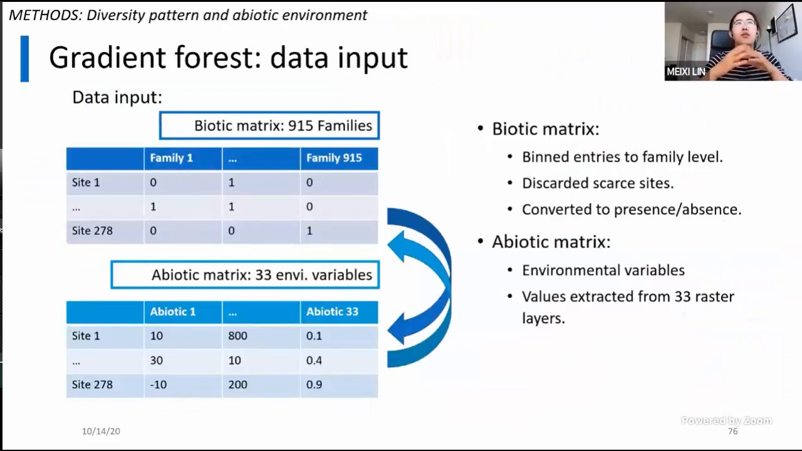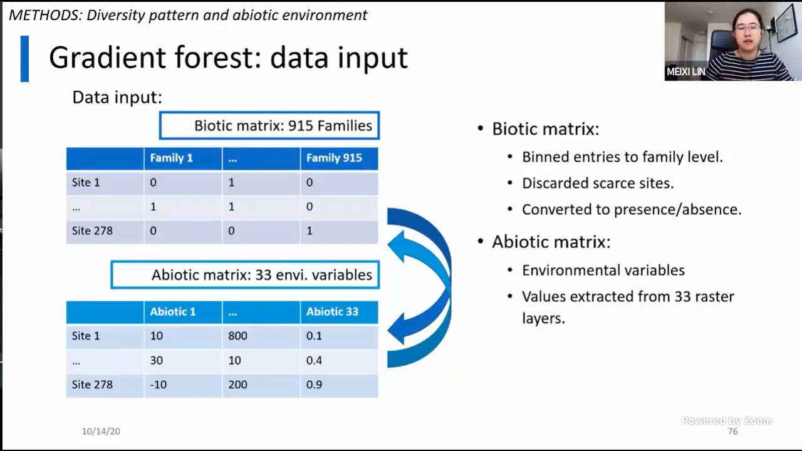We also want to take advantage of the full biotic matrix that we have collected. So we used a different method called gradient forest. It's not actually a forest, but a random forest-based method. So it's able to take advantage of handling large data sets and correlated environmental variables all together, and identifies the community response with the environmental gradients.